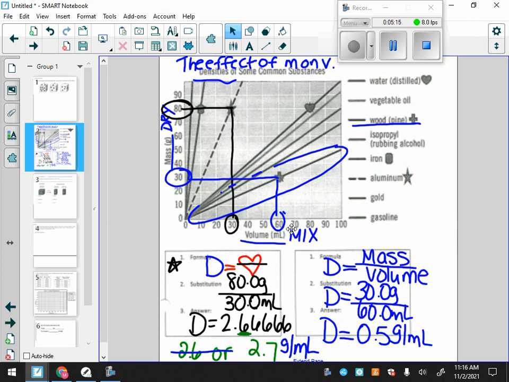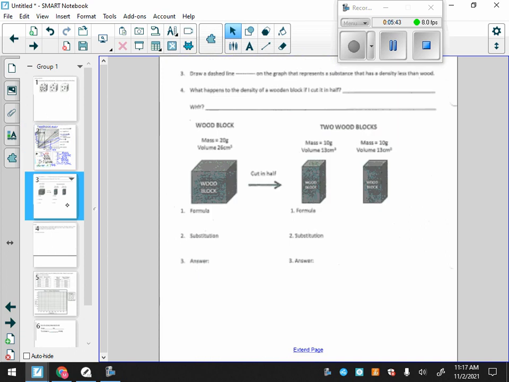So what if I wanted to make another line on this graph that had an even lower density than the pine? Where would it go? Would it go above the pine, on the pine, or below the pine? It would definitely go below. So this dashed line or dotted line would show a density that is less than the pine. All right, let's look at the other questions, shall we? Draw a dashed line on the graph that represents the substance that's less than wood. Oh, we did that already.